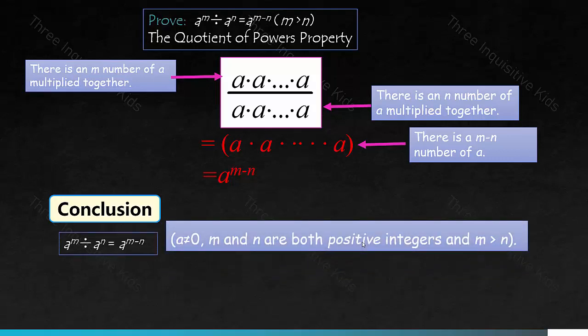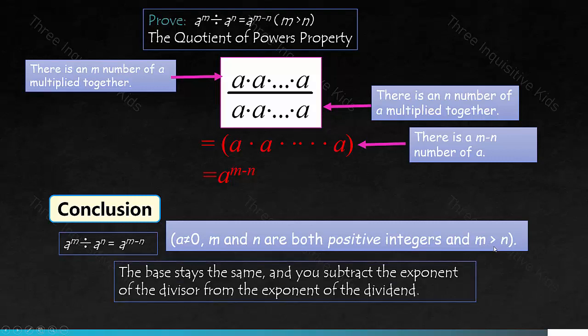So basically, this equation is true, and a does not equal 0, and m and n are both positive integers, and m is greater than n in this equation. The base stays the same, and you subtract the exponent of the divisor, the exponent of the second expression, from the exponent of the dividend, from the exponent of the first expression. So it's n subtracted from m, which is m minus n.